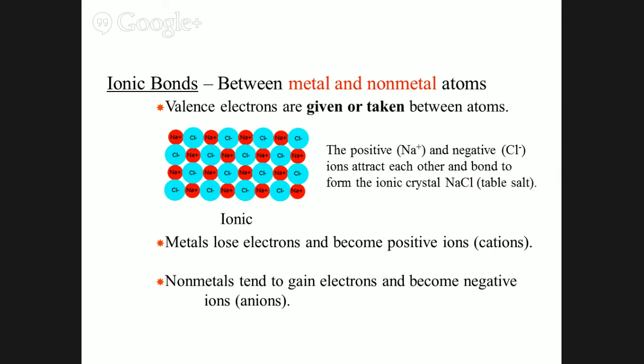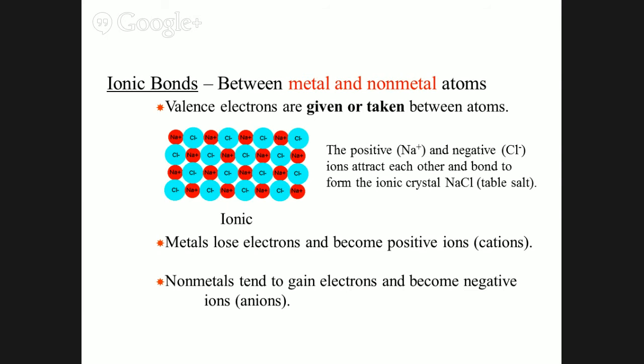And finally, we're going to talk about ionic bonds between metals and nonmetals. So just to repeat, first one, metallic, 2 metals; covalent, 2 nonmetals; and now ionic, metals and nonmetals. The valence electrons here are not shared. They are lost or gained. They are given or taken. So one atom gets the valence electrons, the other one loses them.